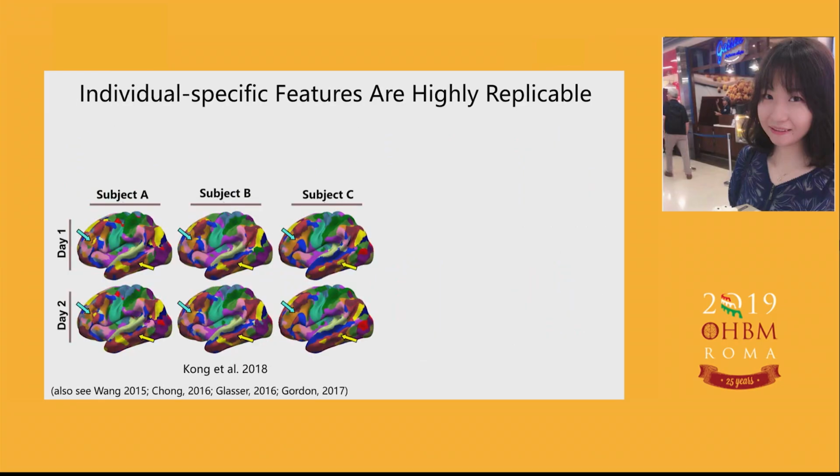So this figure shows the individual specific network level parcellations of 3 representative subjects. Each column represents 1 subject. The first row is day 1, and the second row is day 2. The parcellations are generated by using functional MRI data from day 1 and day 2 separately. So we can see that there are fine-grained network details that are actually highly replicable across sessions.